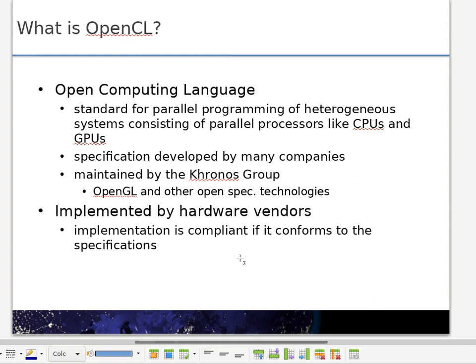So what is OpenCL? OpenCL is a tool to move these computations over into the GPU. It's a standard for parallel programming consisting of parallel processors like CPUs and GPUs. It was developed by many companies. Originally, NVIDIA came up with something called CUDA, but that was very specific to NVIDIA, so people eventually got together and came up with an open library called OpenCL. Most hardware vendors implement these OpenCL primitives so you can utilize it for their cards.